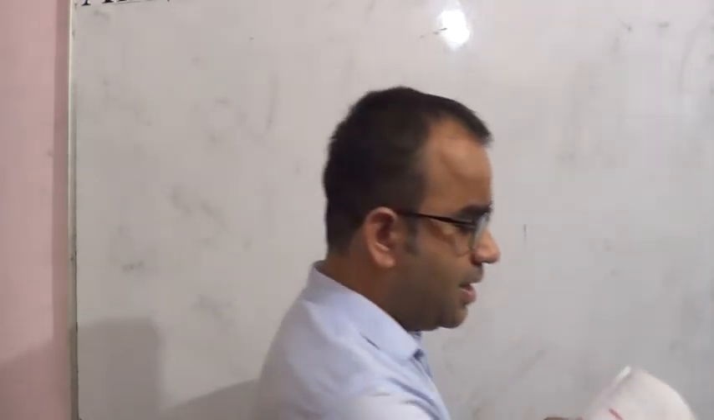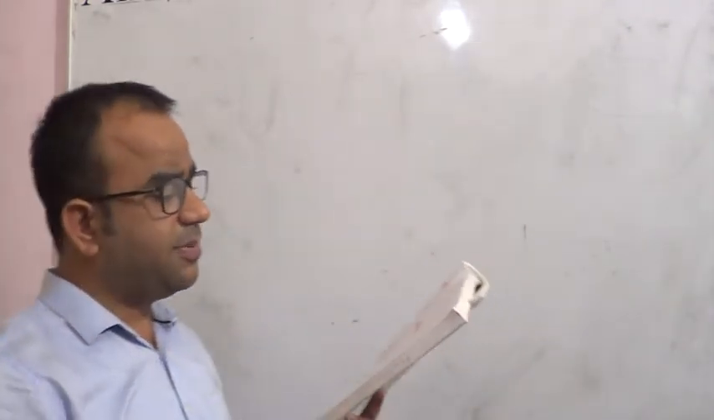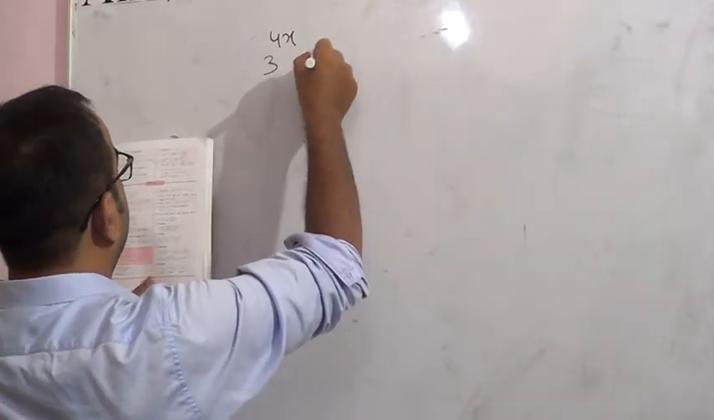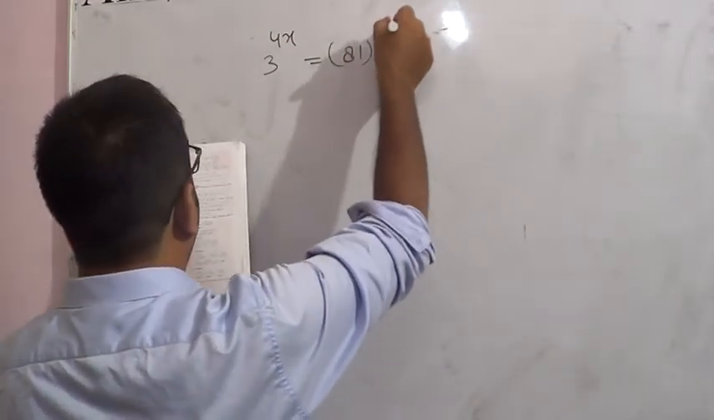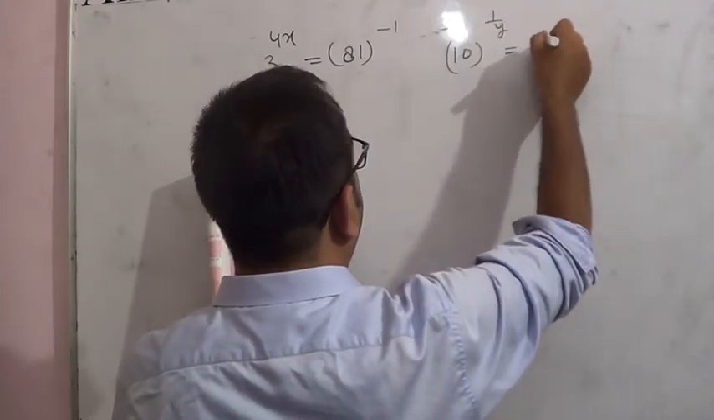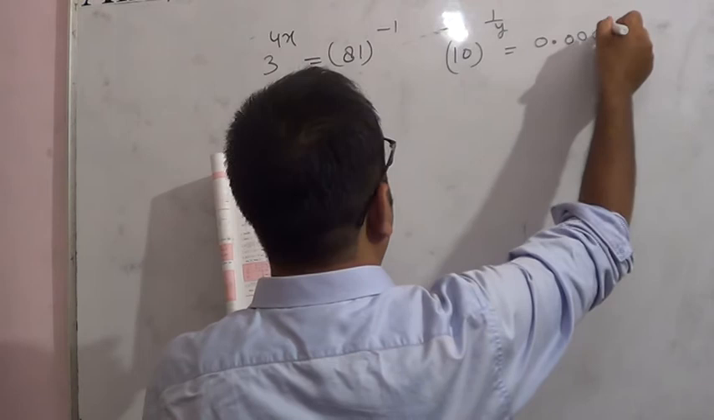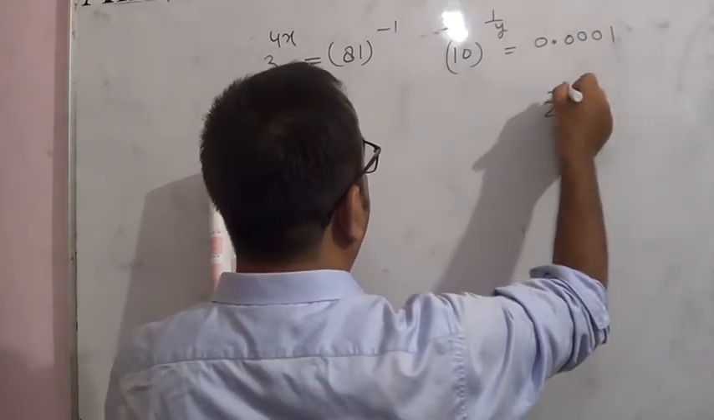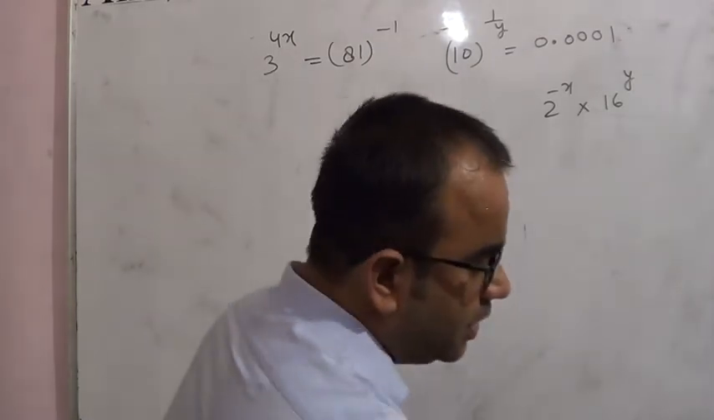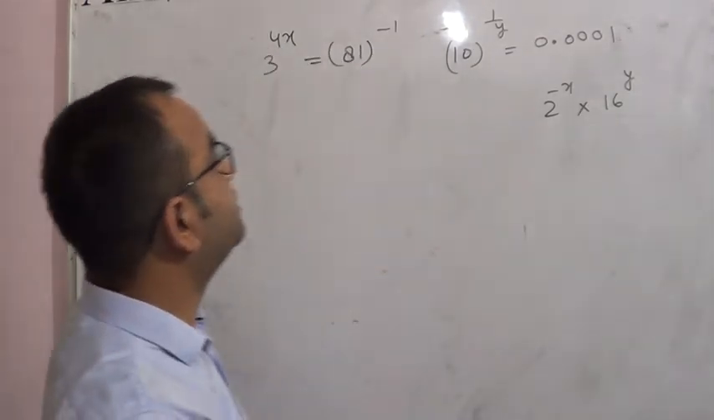Now I'll take question number 9. One girl today in the class was asking about question number 9, so I am explaining this question. Question number 9 says 3 to the power 4x is equal to 81 to the power minus 1, and 10 to the power 1 upon y is equal to 0.0001. Find the value of 2 to the power minus x into 16 to the power y.